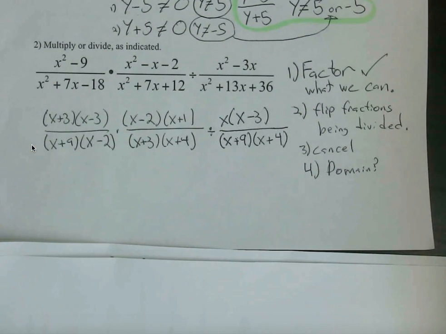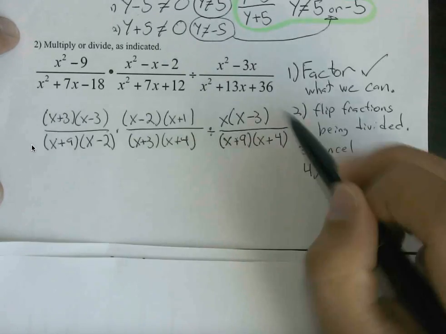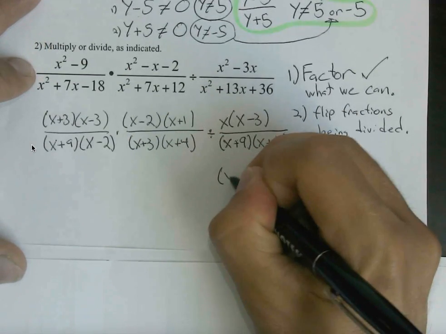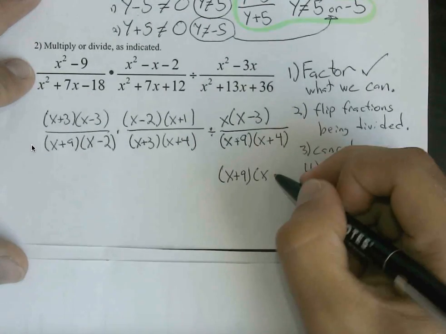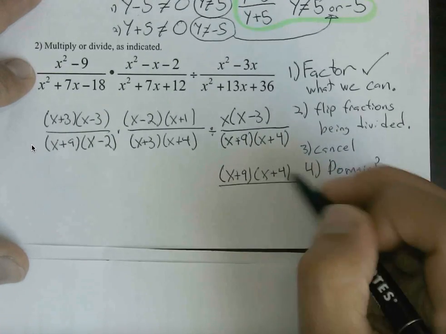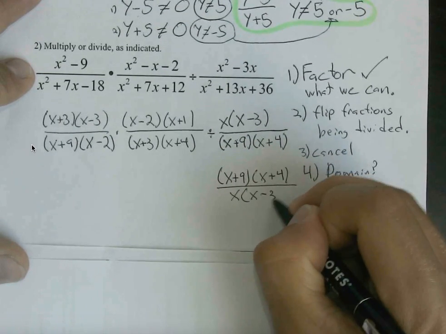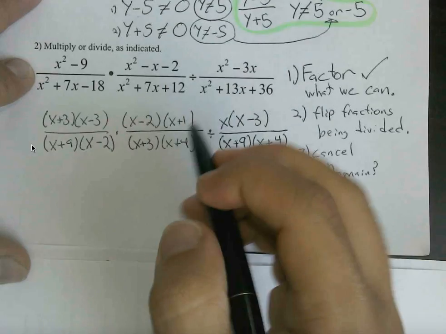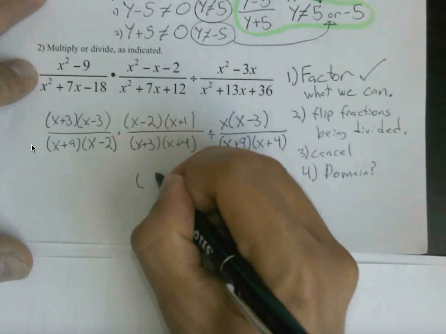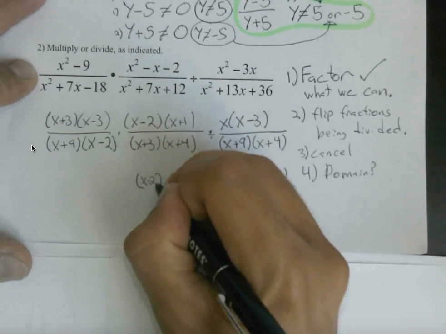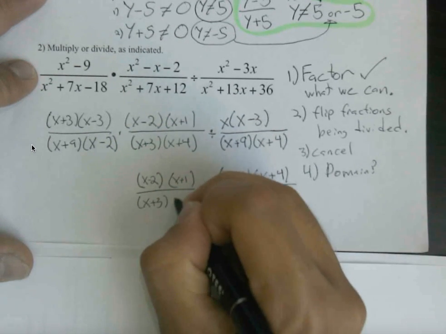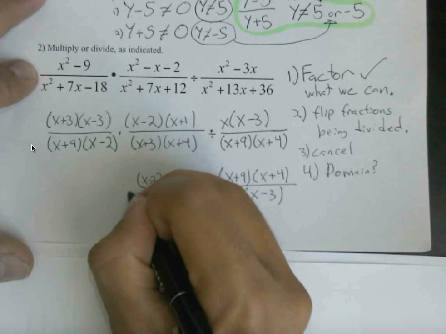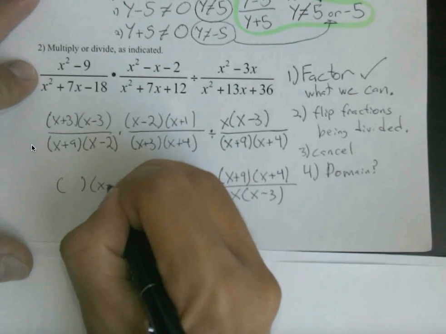We could do that. We can then flip fractions being divided. So this second fraction, I'm just going to rewrite it, but now it's flipped. Because whenever we divide with fractions, we take the reciprocal and then just multiply across. So let's do that. Now we're multiplying. I'm going to keep the first two rational expressions the same. X plus 4. Lot to write here, but don't get lazy. You got it.